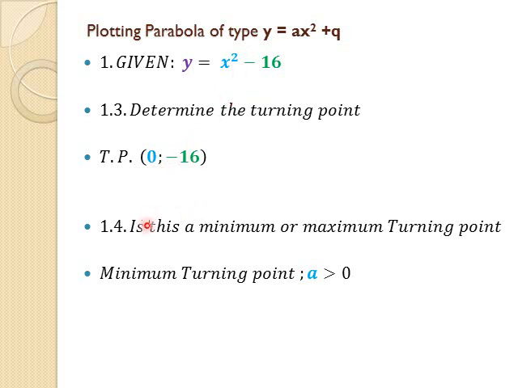Right, 1.4, is this a minimum or maximum turning point? So the graph here is a smiley face, so therefore it's a minimum turning point, and my reason, the a value in front of x squared is greater than 0. But I will show you graphically what I mean.